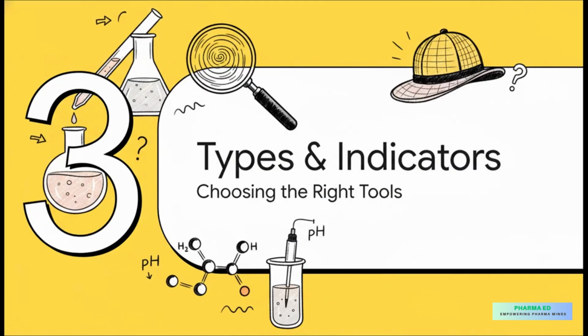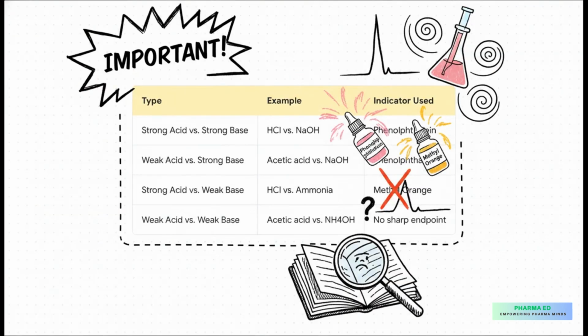Great. With the theory covered, let's get into the practical side of things. A successful titration totally depends on choosing the right tools for the job. And by that, I mean picking the right type of titration and, crucially, the correct indicator. All right, everyone, this table is pure gold for your university exams, so please pay close attention.